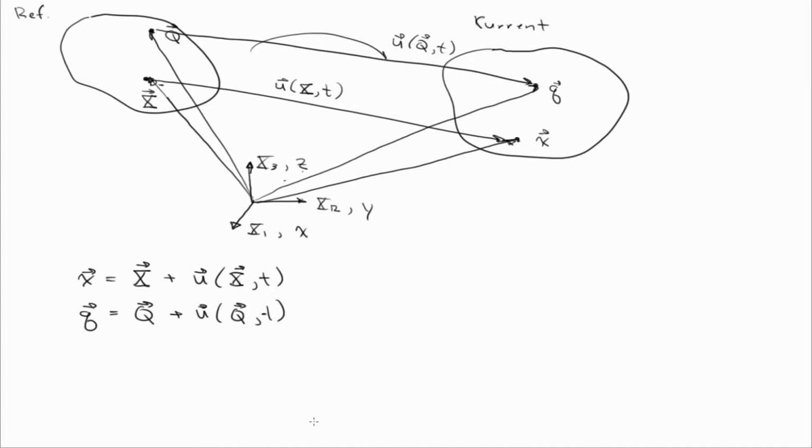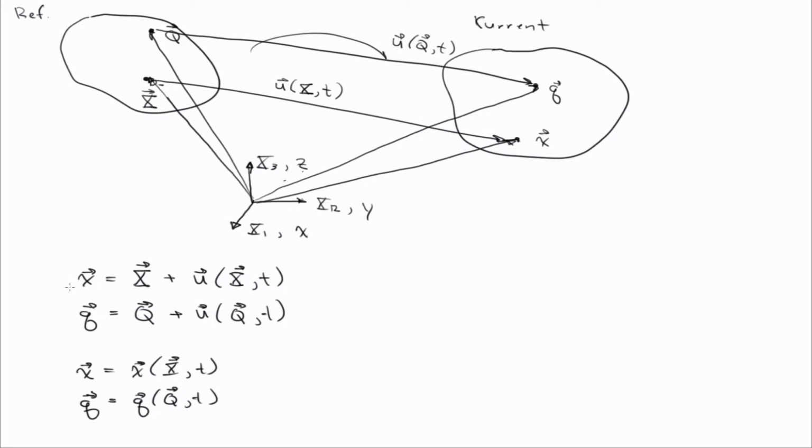Right. And so clearly both little x and little q are functions themselves of big X and time, and big Q and time, right? Because clearly they're functions, right? I can write this in terms of big X. Clearly it's a function.